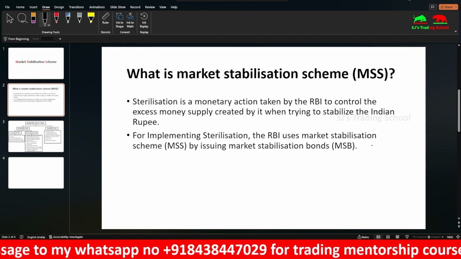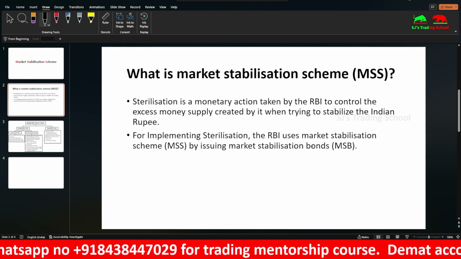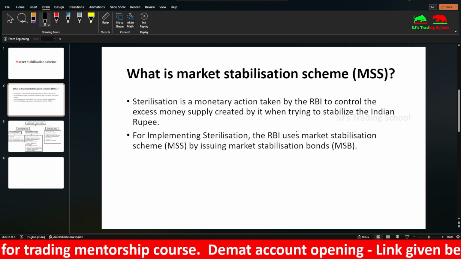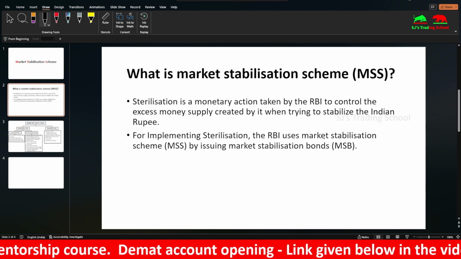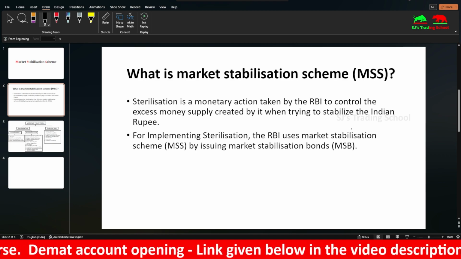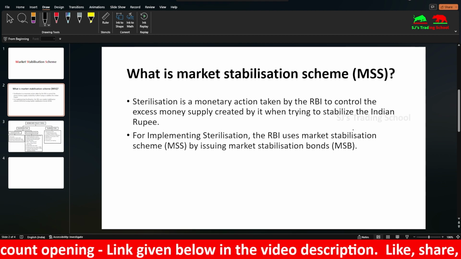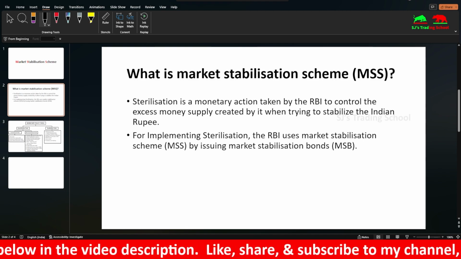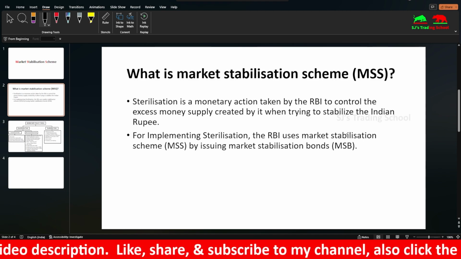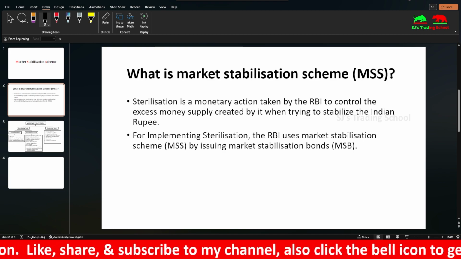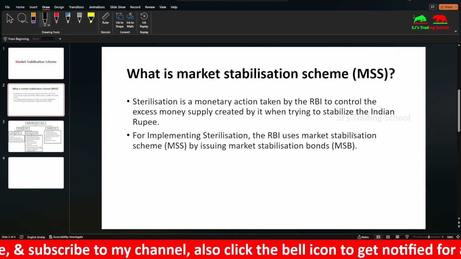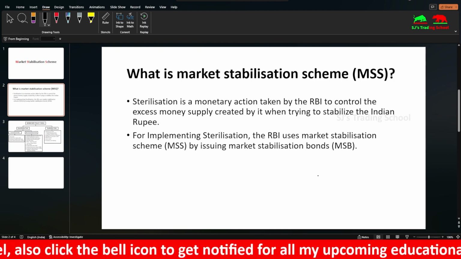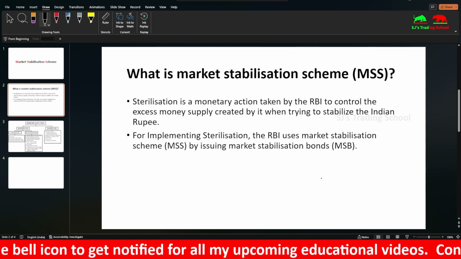So what is sterilization? In order to stabilize the Indian rupee, the RBI injected some money supply, so it increased the supply of Indian rupees in the economy. After the foreigners went out of the market, the injected liquidity must be absorbed. That process of absorbing the injected liquidity is known as sterilization. Sterilization is implemented using the market stabilization scheme. The RBI uses the MSS by issuing market stabilization bonds, that is either T-bills or cash management bills issued under the MSS process. Those bonds are known as MSB, that is market stabilization bonds.